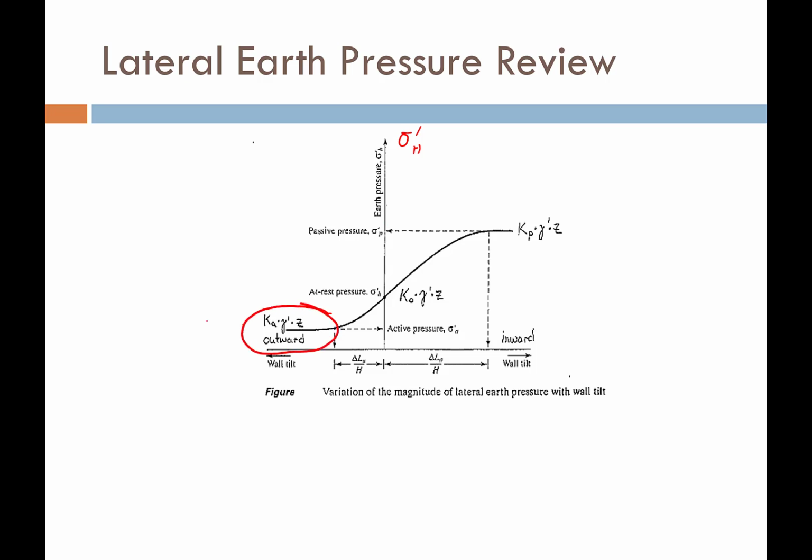So if it's going to tilt outward, it's going to reduce the pressure that the wall has to be designed for. So in that case, that would be an active pressure.